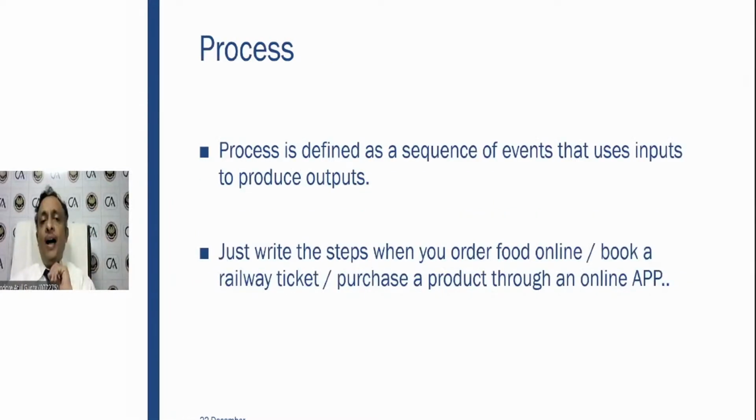A process is defined as a sequence of events that uses input to produce output. So input, process, and output. The intermediary step is the process.